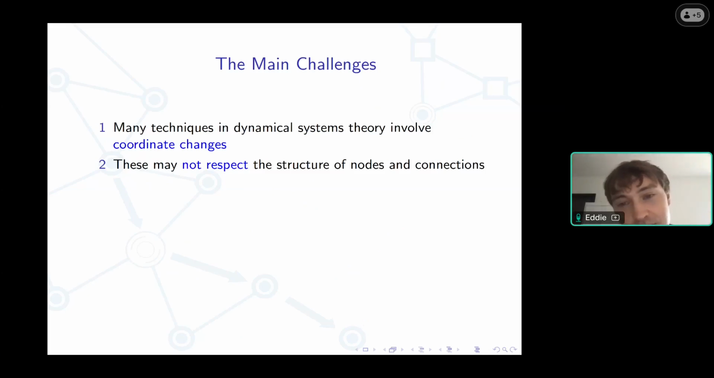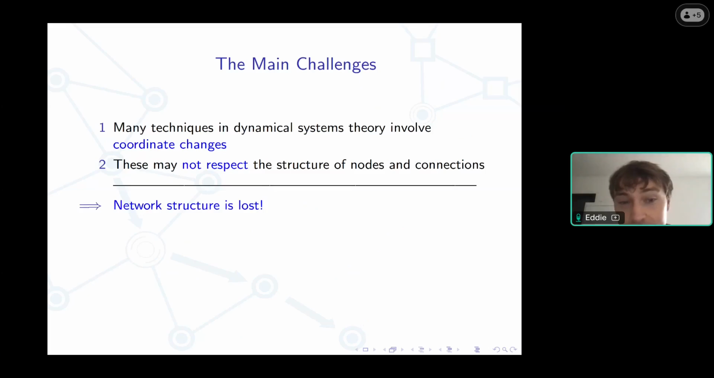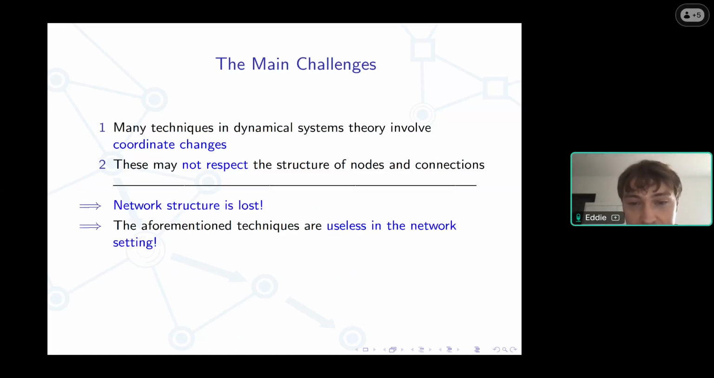So there's no notion of nodes and connections anymore. In other words, as a consequence, your entire network structure is lost. And this whole talk started out being interested in the impact of network structure. It also means that all these aforementioned techniques are essentially almost useless in the network setting, at least unless you do something very clever and very case specific.